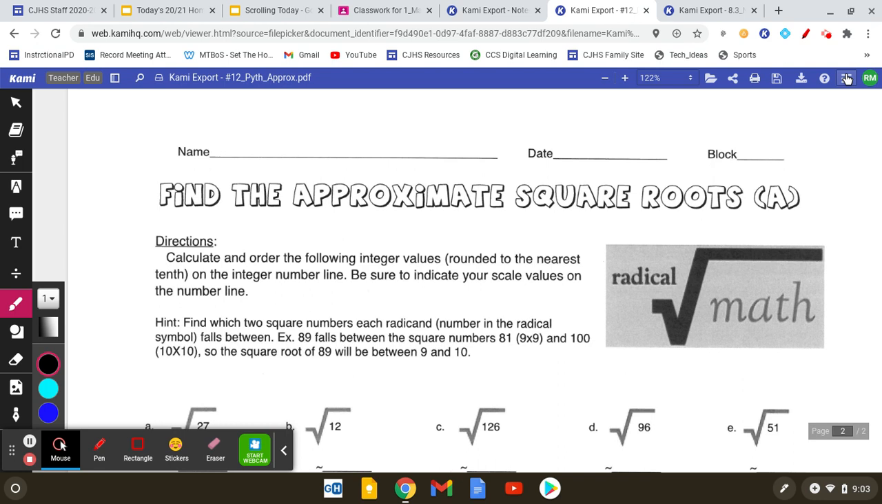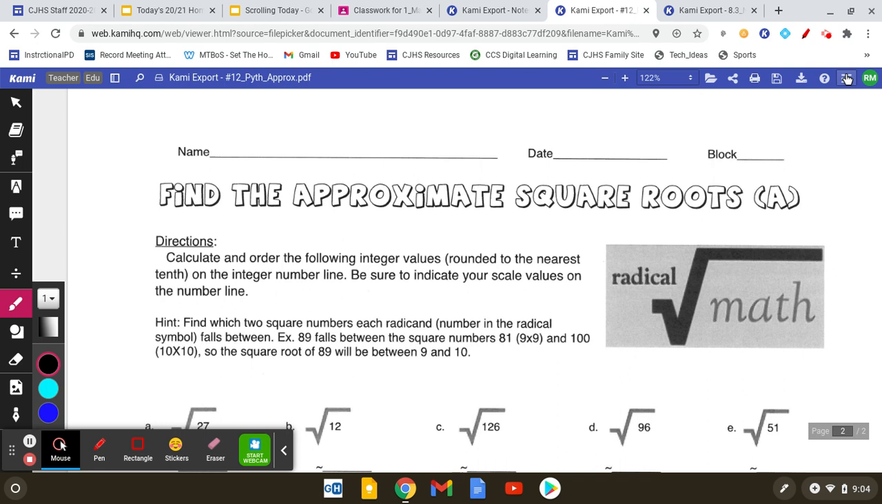Real quickly, just to go over this, square roots. So the square root of 1 is 1, square root of 4 is 2. How do I get that? How do I know that? Square root of 9 is 3. Square root of 16 is 4. 4 times 4 equals 16. 5 times 5 equals 25. It's the number multiplied by itself. So, for example, what's 10 times 10? 100. So the square root of 100 is going to be 10.